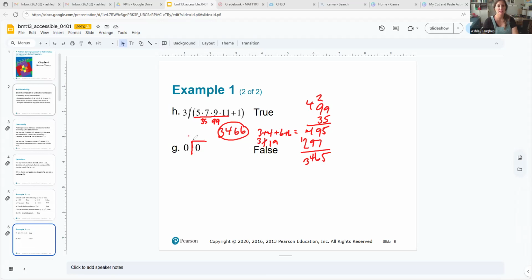0 goes into 0? No, because 0 times, say, 1. Okay, this one's tricky. 0 times 1 is 0, but you could also think of it like this. This is an undefined statement. You basically can't divide something by 0. Anytime 0 is trying to be the divisor, it doesn't exist.